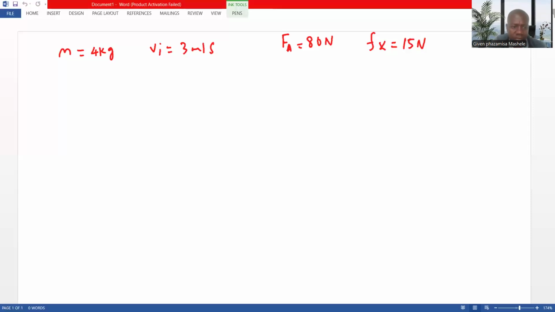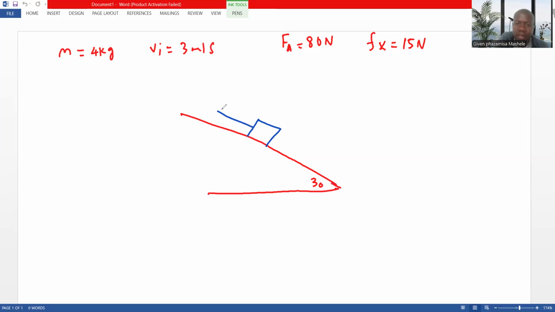Okay, this is what we have. Let me draw it nicely. Okay, I believe you can see it. Let's just say this is, let me use a different color. Yeah, there is our object. First, we need to identify the forces that are actually acting here. Then we're going to have the force applied. Let me just put it there. So this is our Fa, which is this one.